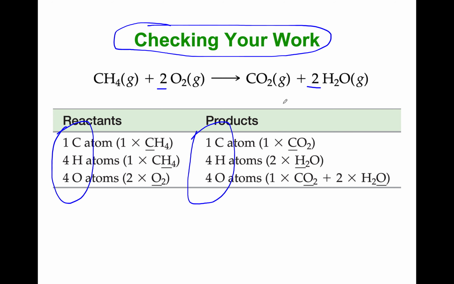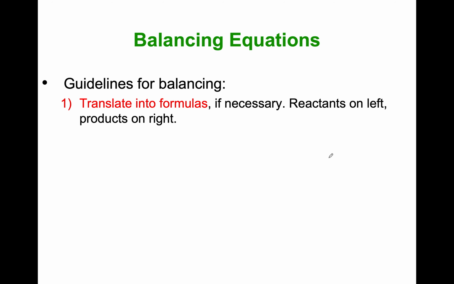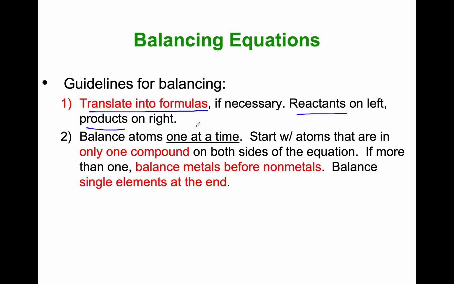All right, so here's some tips for you. First, you got to get the formulas. So that's a huge reminder. If you don't know your names, you don't know your diatomics, if you're having trouble, is it ionic, is it covalent, you've got to start there. You've got to have names that get you to formulas. Then a reminder, reactants on the left, products on the right. Go for it one at a time, okay? And start with something that's only in one compound on both sides. That's really simple because you can take care of that to begin with.